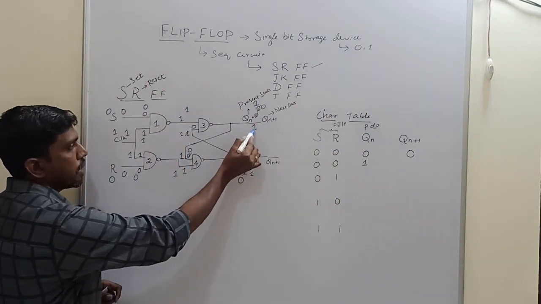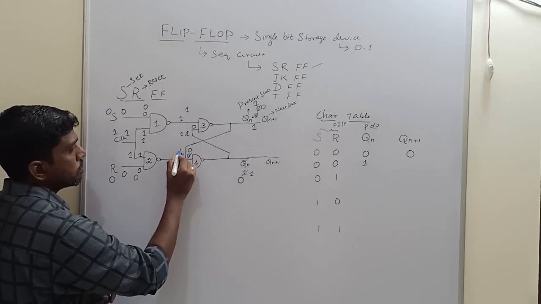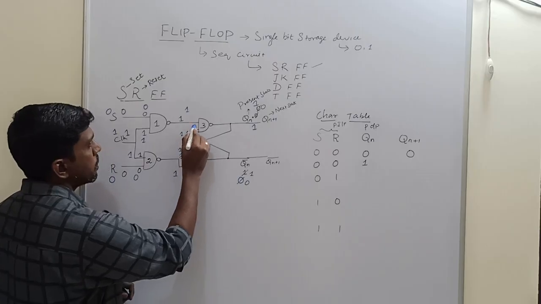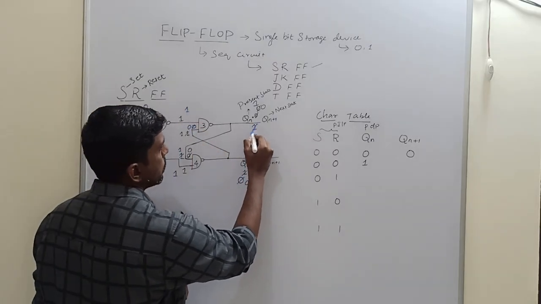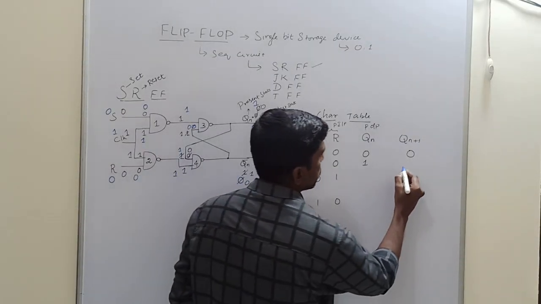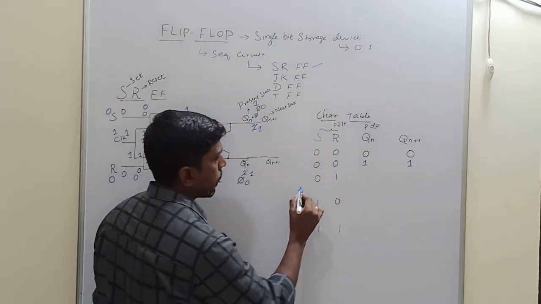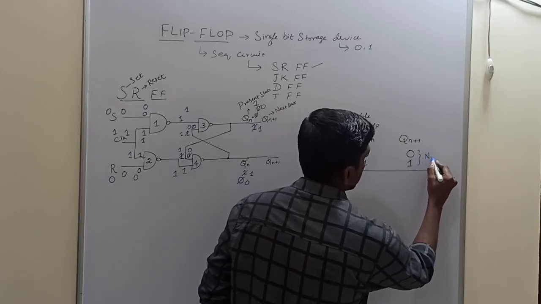Once again this value is fed back to here. So 1, 1, 0. This 0 is given to the input of the third NAND gate. 1, 0, 1. So it's a stable state. Now the next state is 1. So it's a no change.